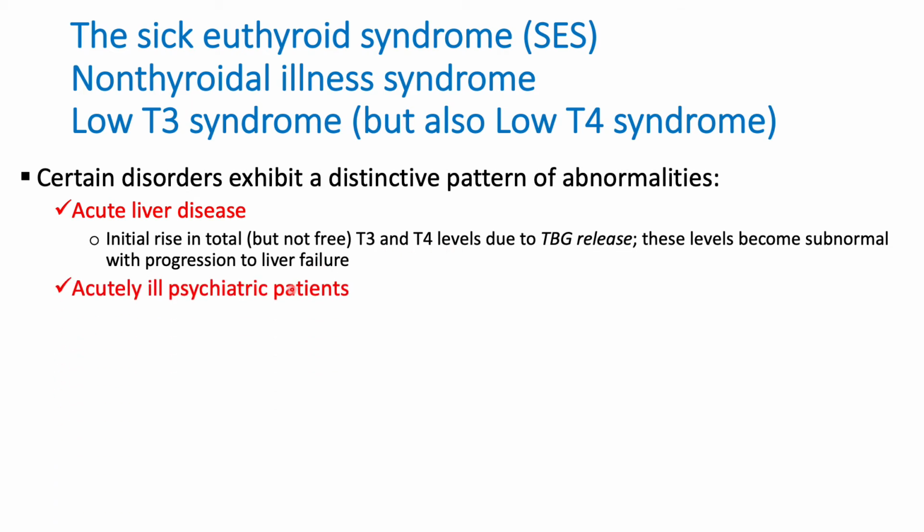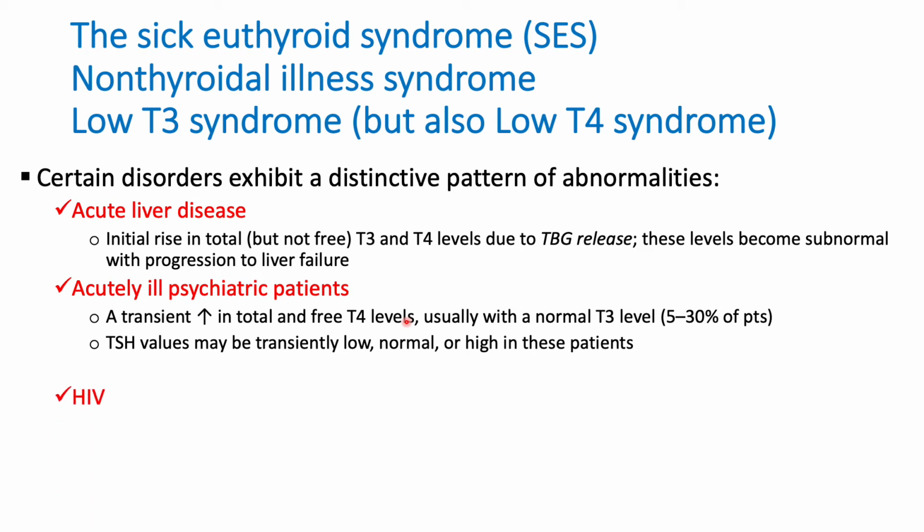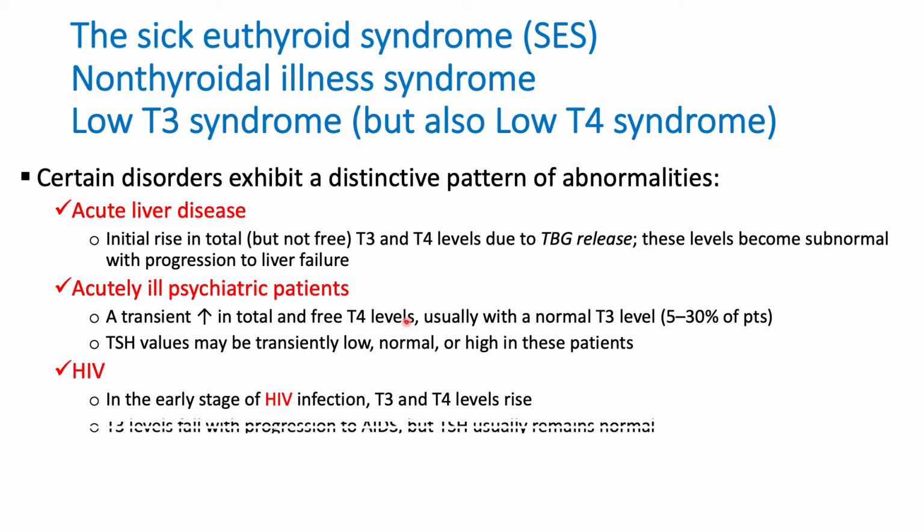Some patients with acute psychiatric illness might have a transient increase in the total and free T4 levels, usually with a normal T3, in up to 30% of patients. TSH values in these patients may be transiently low, normal, or high. Patients with HIV in the early stages might have T3 and T4 levels up instead of normal or low.